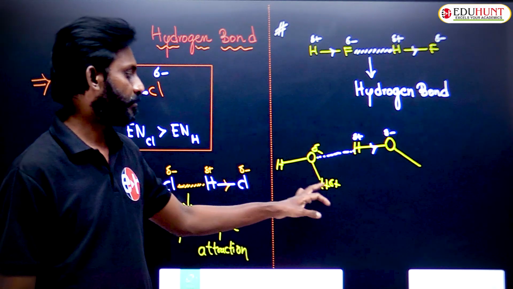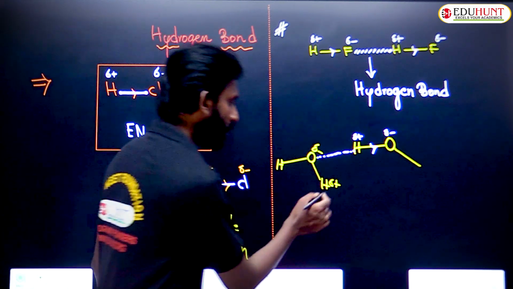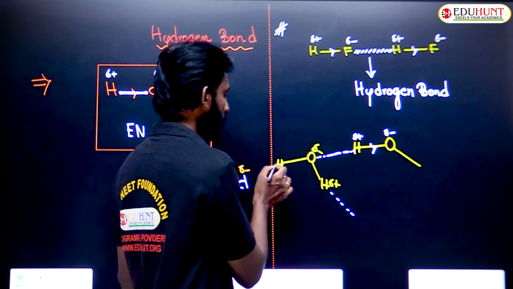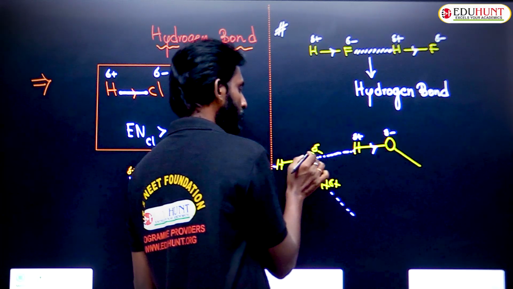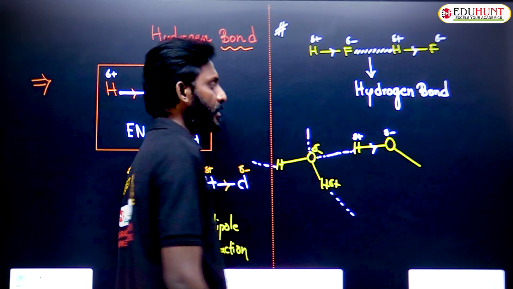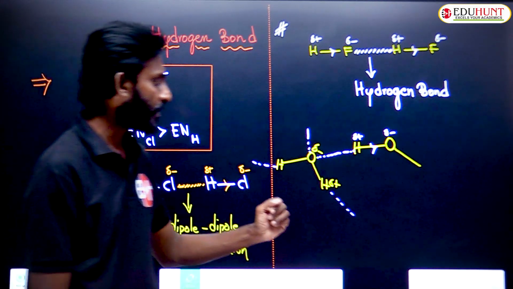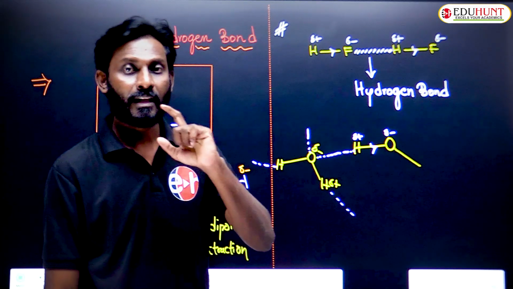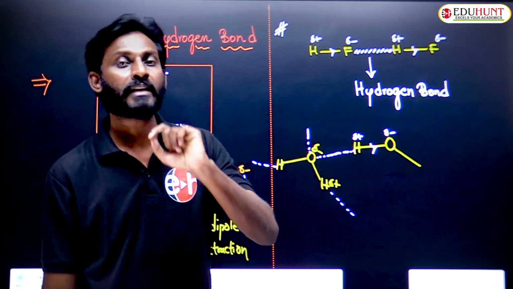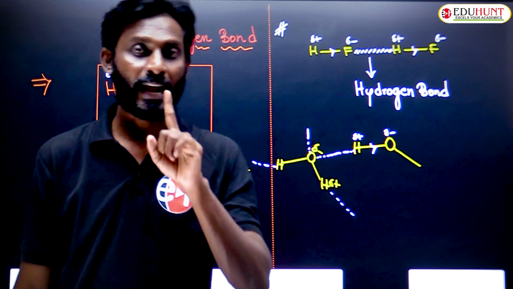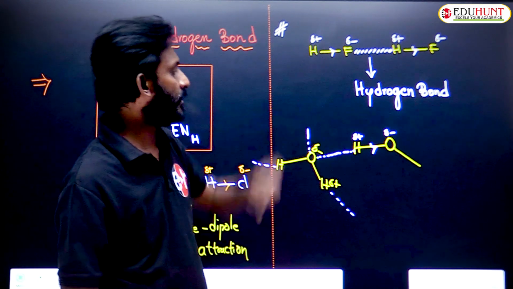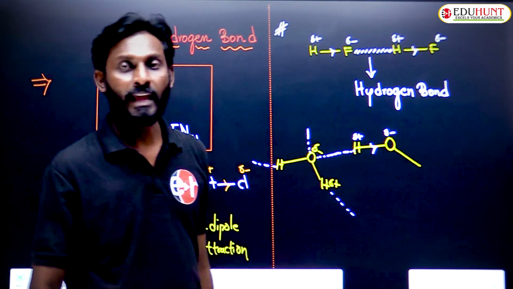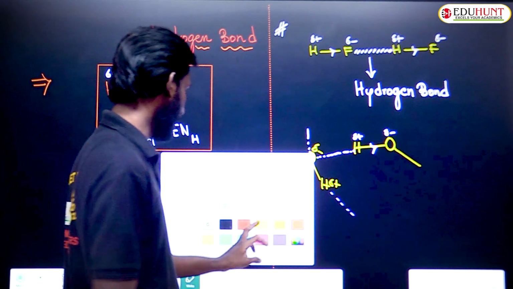And this hydrogen can also form that kind of attraction. This hydrogen can also form, and this oxygen can form two attractions. I'll explain later why two attractions. The point is, you can expect a hydrogen bond when hydrogen is present on fluorine or oxygen and nitrogen also. Let me give that example also.